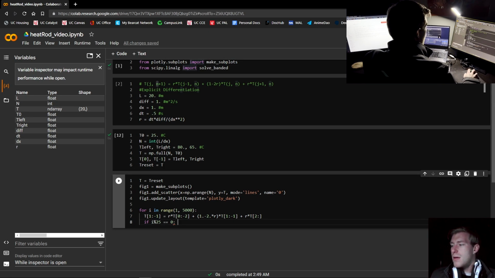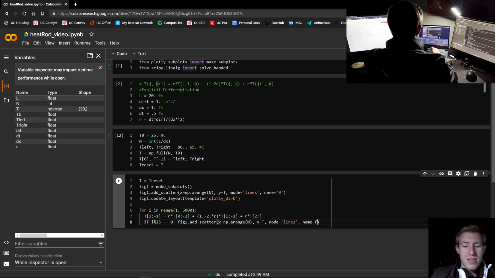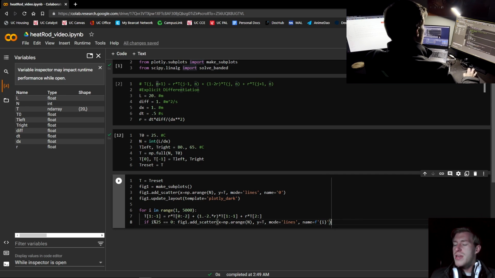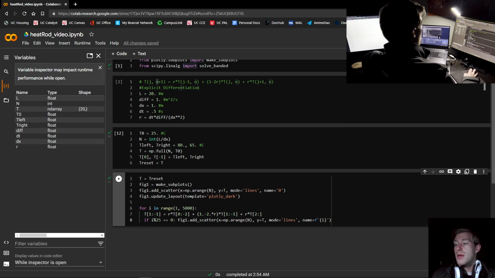So I'm just going to copy my add scatter right here. So fig1.addScatter, np range is the same. Our y is going to be our t again, our lines, but our name is going to be an f-string this time, so that we can put in our value, and our value is just going to be i. Oh, I want that to be inside. So we're going to name our specific line on our plot whatever integer number of iterations this is. So we're going to run this, and it's done.